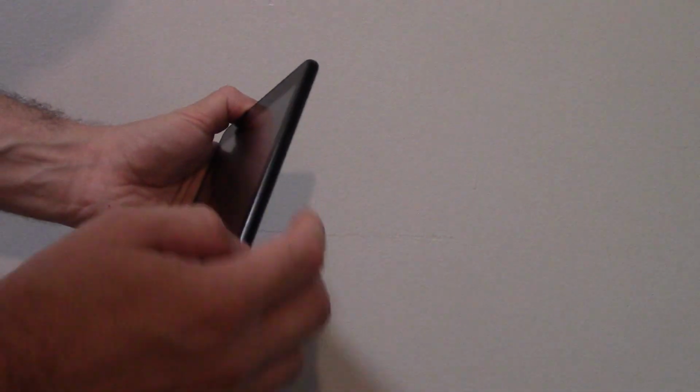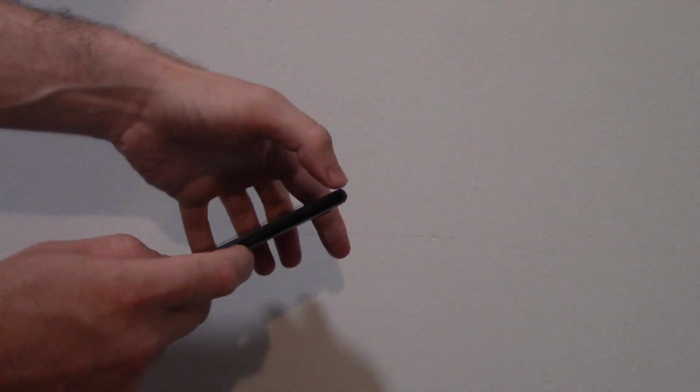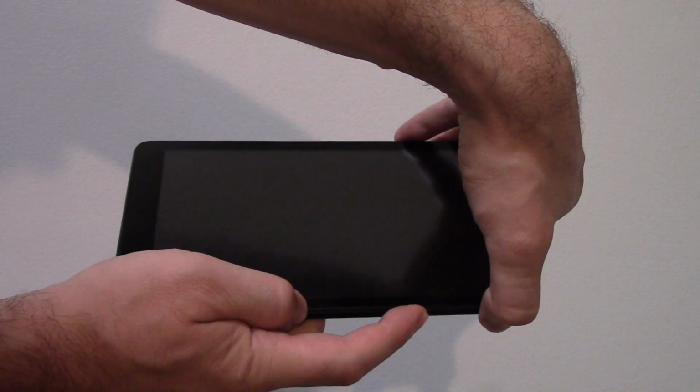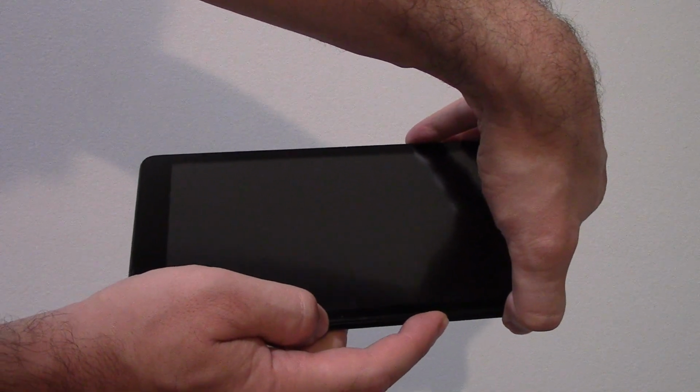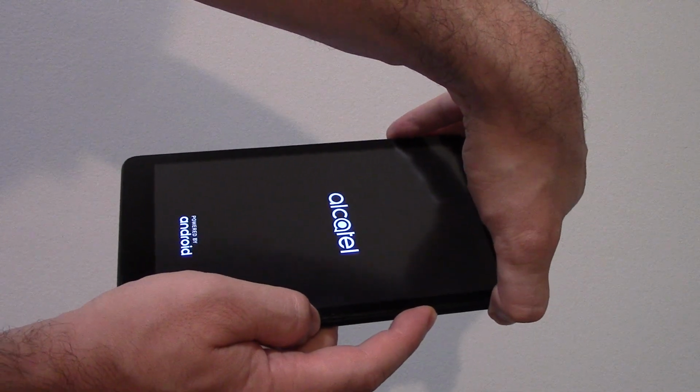Okay, with the tablet fully powered off, you need to press and hold down the power button and the volume up button at the same time. Okay, now let go of the buttons.